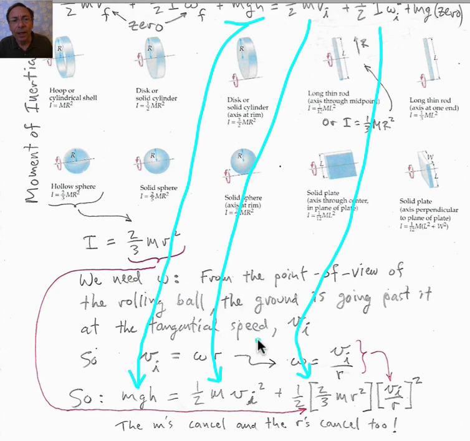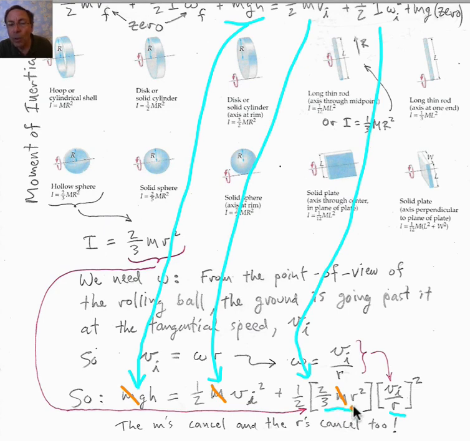But you see, the I is 2/3 mr squared, and so that's this right here. And the omega is v sub i over r. Okay, so that gets plugged into here, and it's omega squared. Okay, so we got that. And yeah, so we're making progress. It's messy, but we're making progress. All right. Now, at this point, we can divide it by m. And when we do that, all the m's go away.